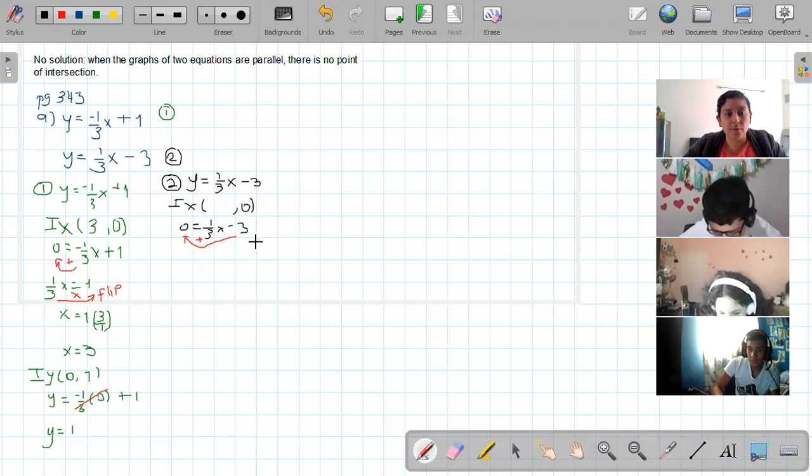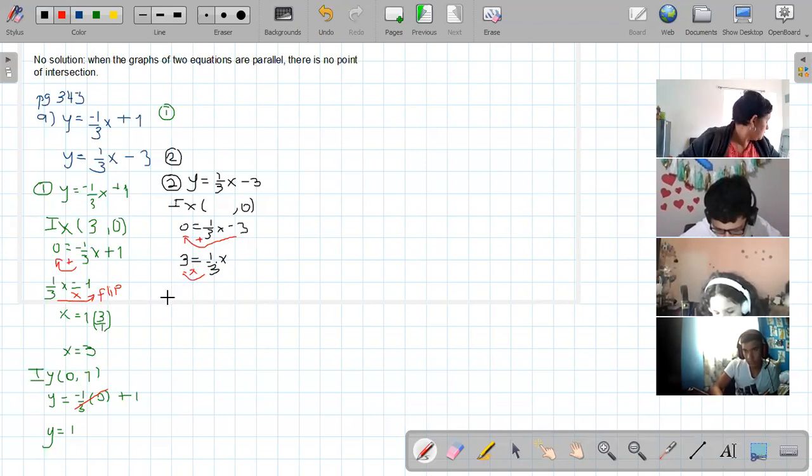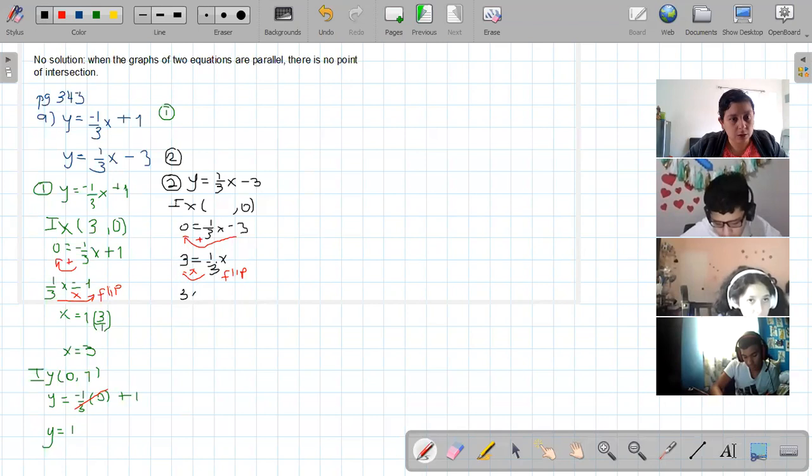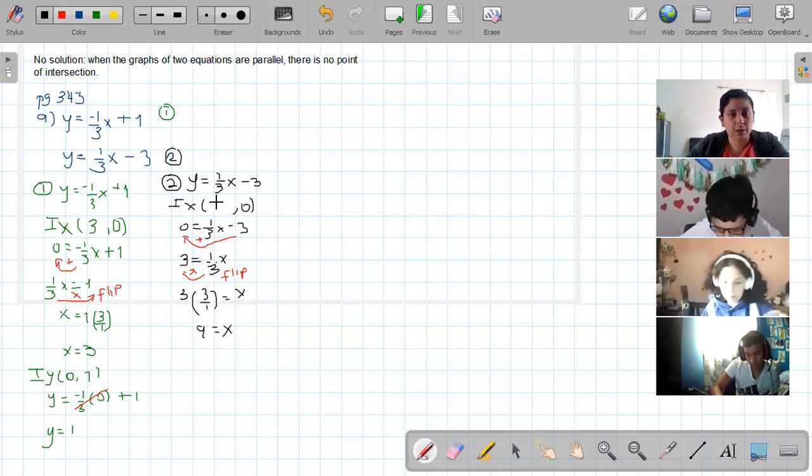Okay, so I'm moving the 3. It goes positive. 3 equals 1/3 x. And just like we did before, the 1/3 is multiplying x. It is a fraction, so it continues to multiply, but I'm going to flip the fraction, reverse it. So I'm going to have 3 times, instead of 1/3, 3/1, equals x. 3 times 3, that is 9. Over 1, I don't need the 1, so I'm going to say 9 is equal to x. And that's the 9 that I'm placing over here.